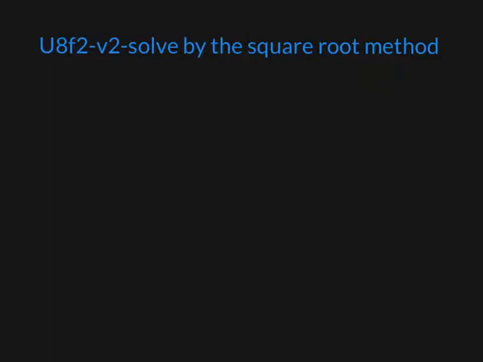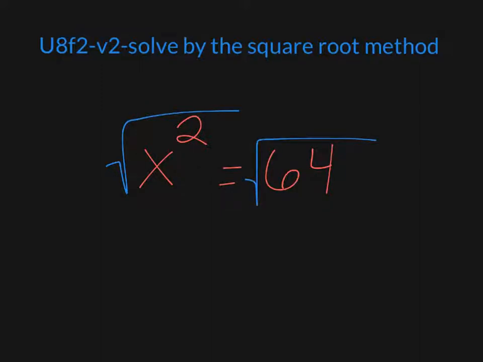For our second video in Unit 8, Formative 2, we will be learning about using the square root method to solve quadratic equations. Now when we do the square root method, what we're going to do is just isolate our variable. And so if we had x squared equals 64, when we get to that point, we are going to then square root both sides. Because when we square root both sides, the square and the square root cancel, leaving us with x.